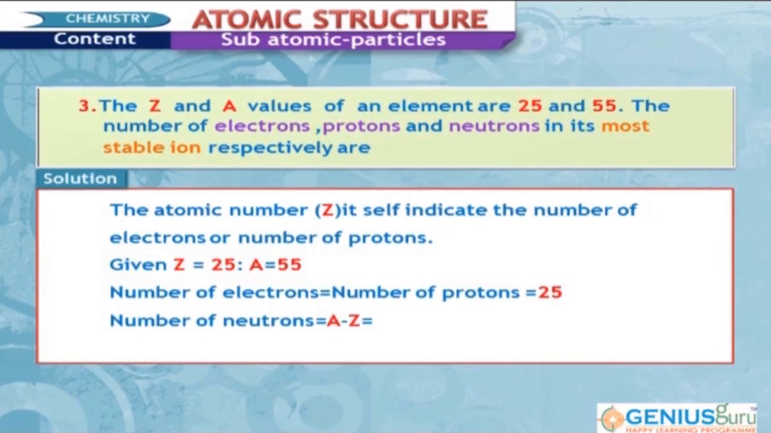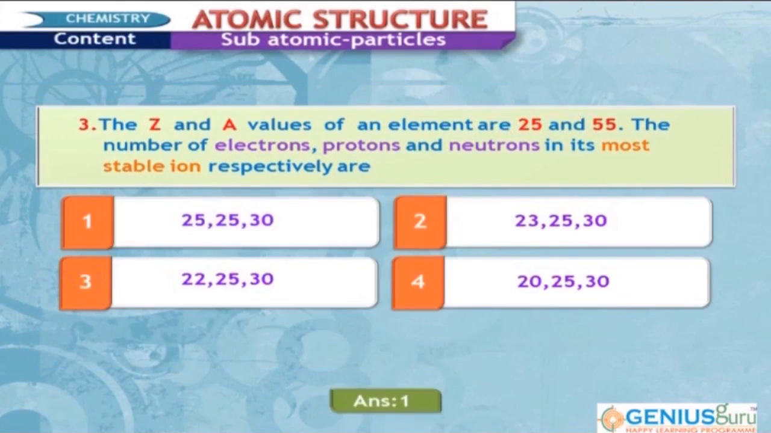So here A is 55, so therefore 55 minus Z, which is 25, is equal to 30. The number of electrons and the number of protons are 25 and 25, and the number of neutrons is 30. Hence the correct option is 1.